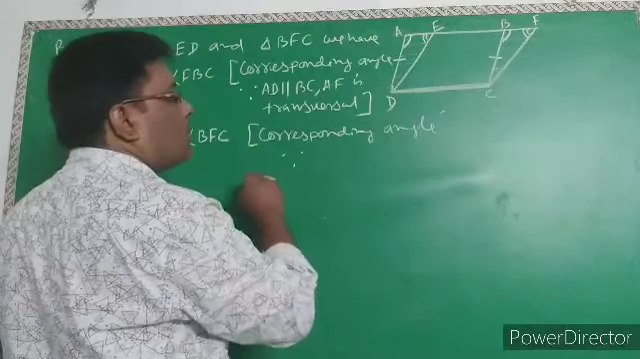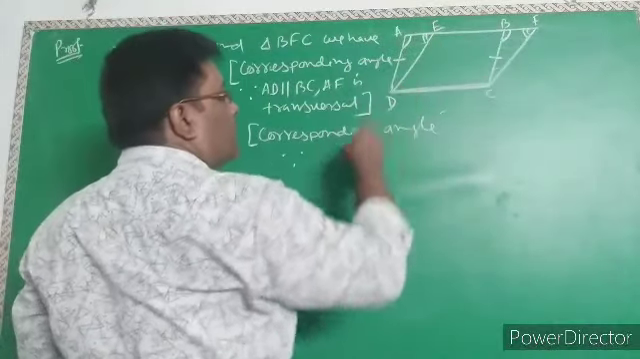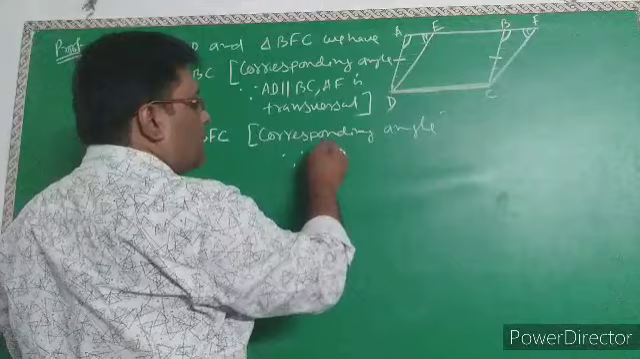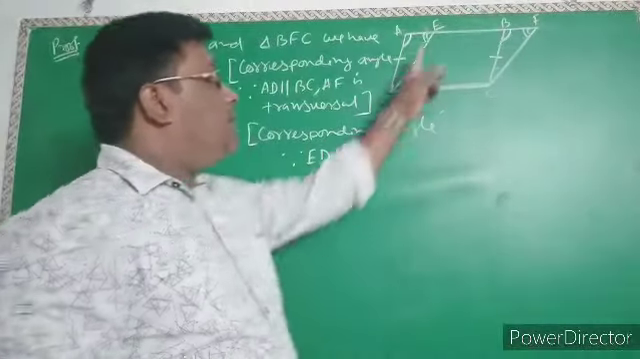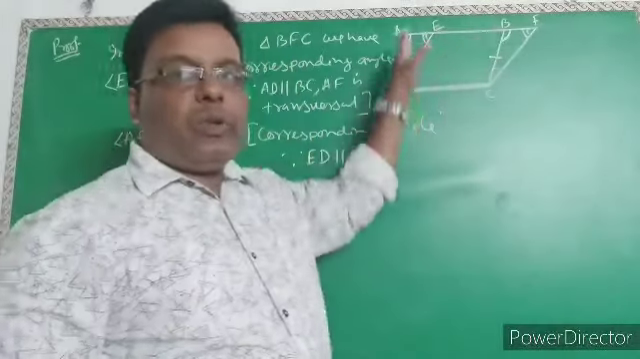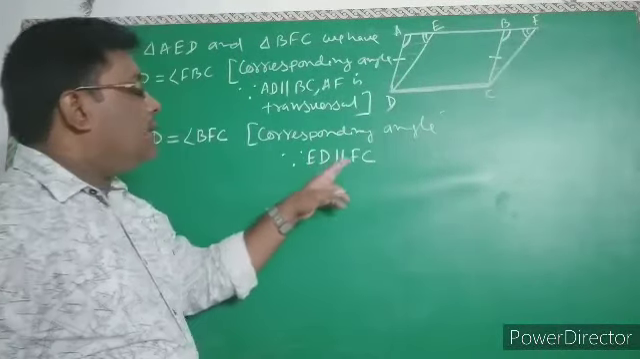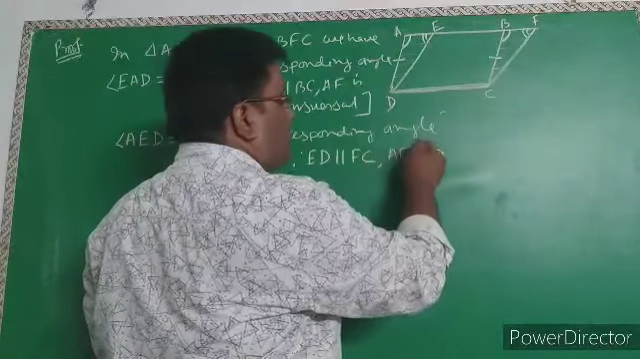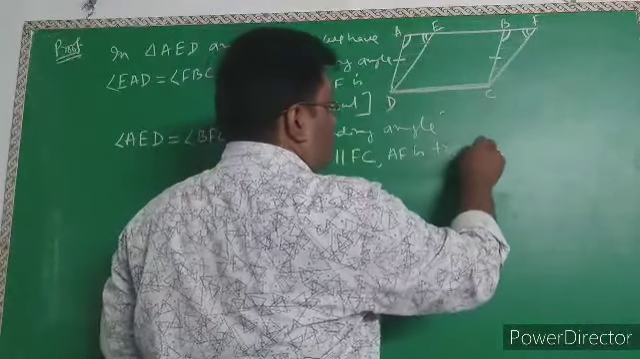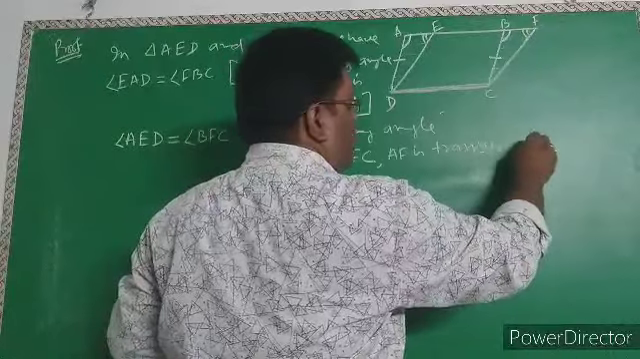Since ED is parallel to FC, because EFCD is a parallelogram, so opposite sides are parallel, that is ED and FC are parallel, and AF is a transversal.